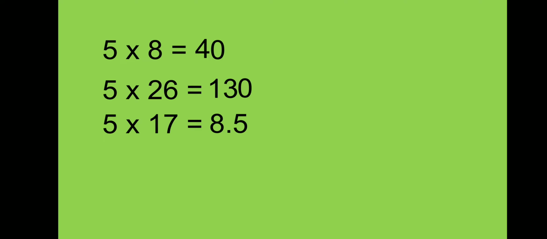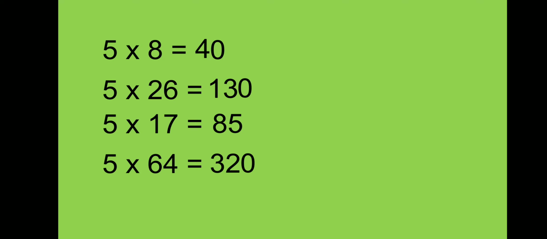8.5 multiplied by 10 is 85. 5 into 64, again 64 when we divide by 2 is 32 and add up a 0. 5 into 112, that is 56 and a single 0. So it's very easy to multiply by 5 if you know the table of 2 perfectly.